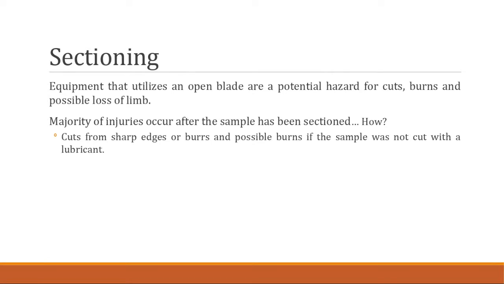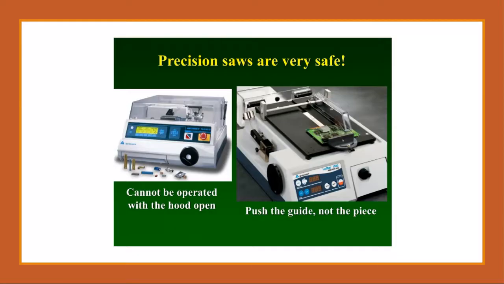But where do you get your cuts? It's after you cut a sample. If you cut it hot and you didn't use lubricant, you can burn your hand. Or with some materials in a sectioning process, if you use the wrong blade, you actually have a lot of material smear or sharp edges or burrs, and that's where you can cut your fingers. And yes, every cut has to be documented, just to make sure that you're okay.